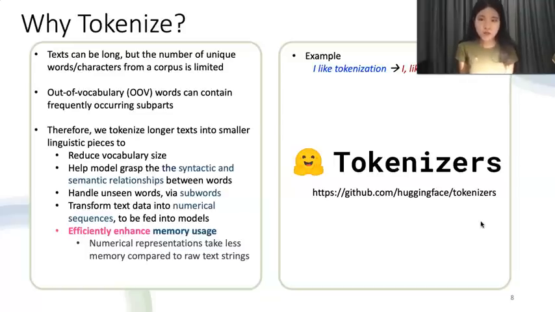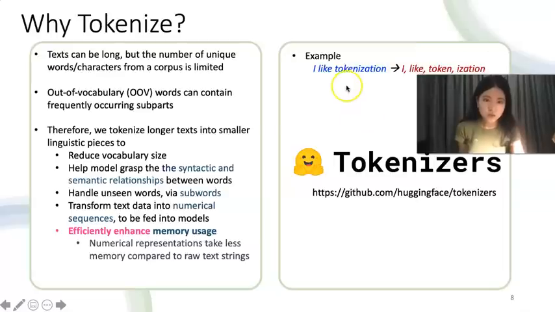So therefore, we tokenize longer text into smaller linguistic pieces to reduce vocabulary size, and we help the model to grasp the syntactic and semantic relations between words, and we try to handle unseen words via subwords. And then we transform text data into numerical sequences to be fed into models. So these numerical sequences efficiently enhance memory usage, because numerical representations take less memory compared to raw text strings. And here's one simple example for tokenization.